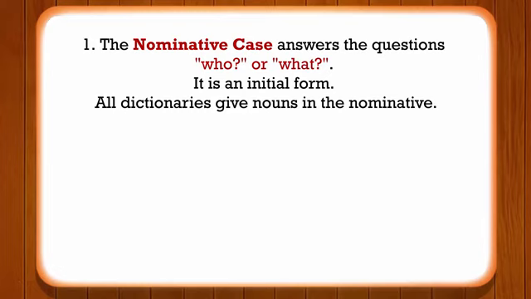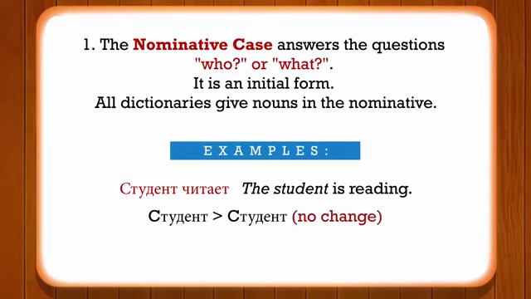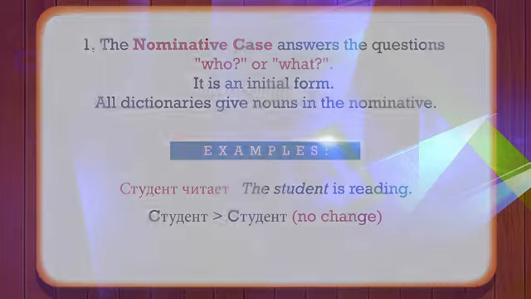Let's pay attention to these 2 examples we have. Студент читает. The student is reading. A student reads. Student remains the same. Likewise, in other cases you will find a similar fashion, but you will see how the rules of grammar apply. Now we will go ahead and pay attention to the second one.